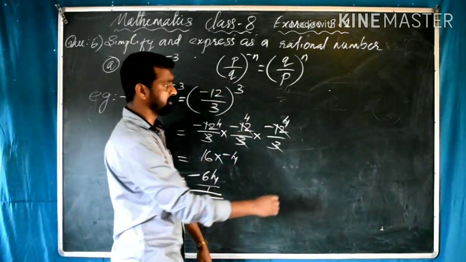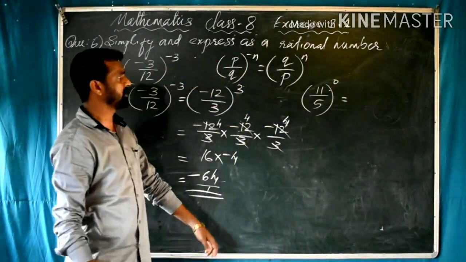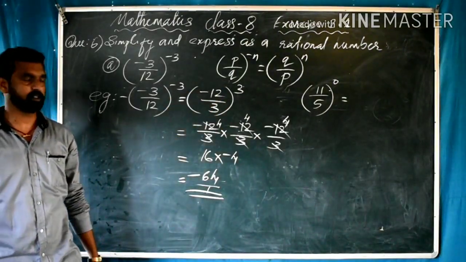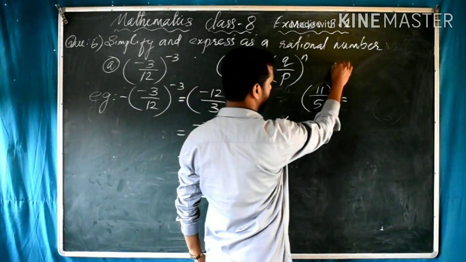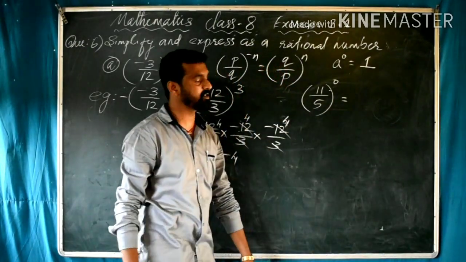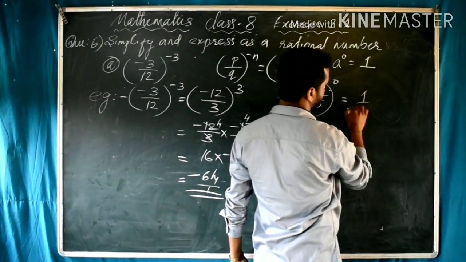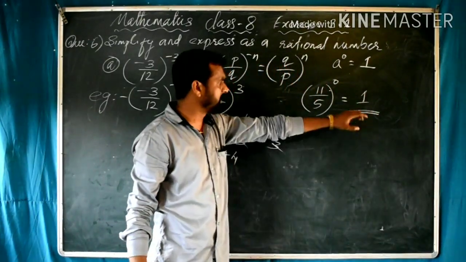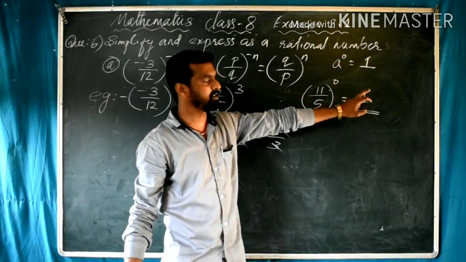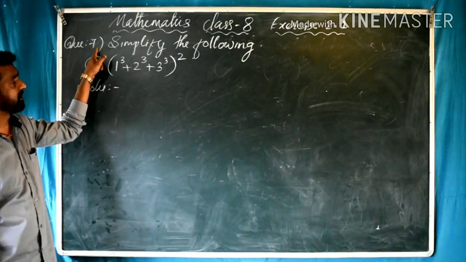Okay, one more example I will give you. Suppose 11 by 5 raised to 0. Simplify and express as a rational number. What is the answer? We have studied the formula: A raised to 0 is equal to 1. So 11 by 5 raised to 0 is equal to 1. Directly we can write the answer 1. If any number raised to power 0, then the answer will be 1 only. That is the answer.